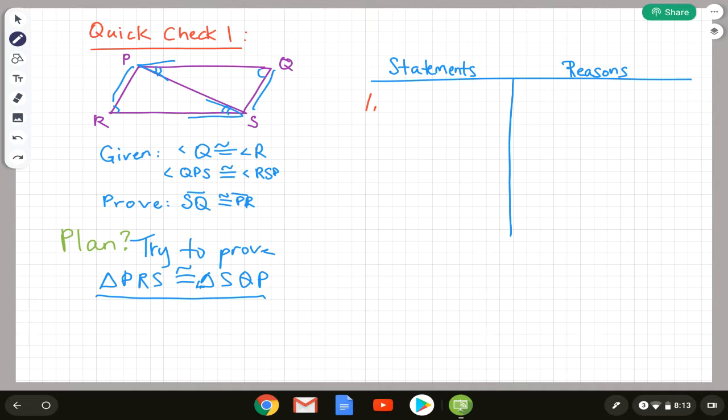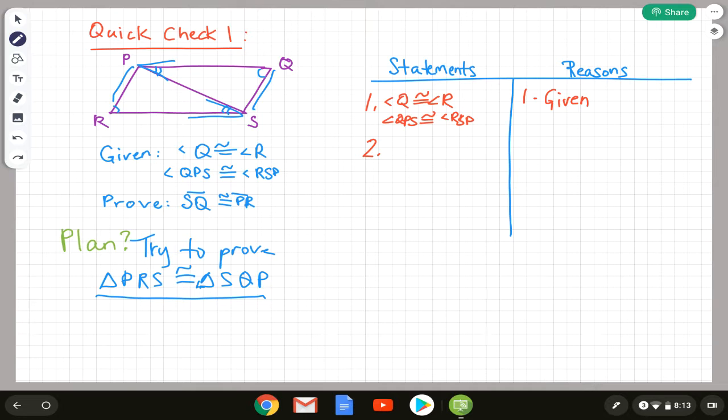So hopefully you tried this and were successful. I'm going to write down my given information. Angle Q is congruent to angle R, and angle QPS is congruent to angle RSP. And that'll just be given. Okay, so you have two angles.